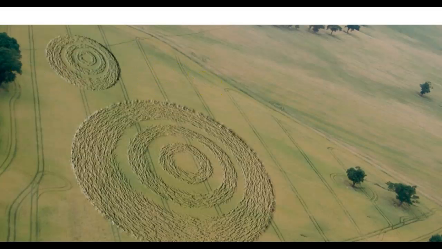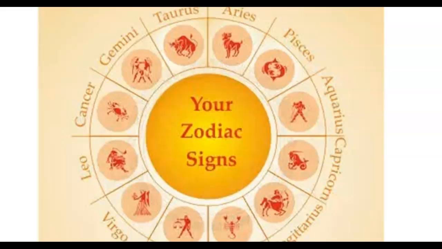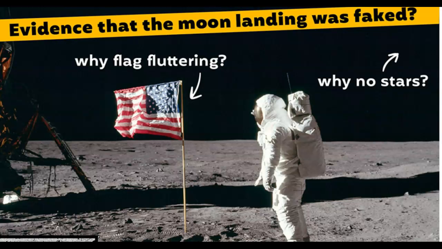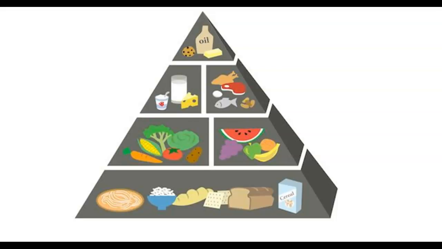Made by aliens? How else could these crop circles have been possibly formed? Your zodiac sign. What does being born in the month of March actually tell you about you? The Earth looks flat. Here's evidence proving the moon landing was fake. The food pyramid. Is it important to eat all of these carbohydrates?